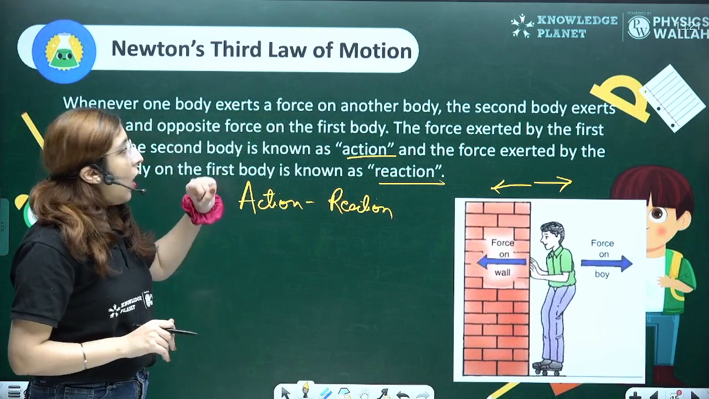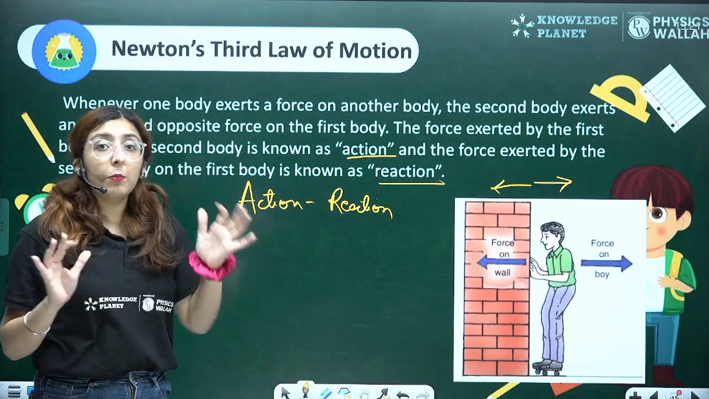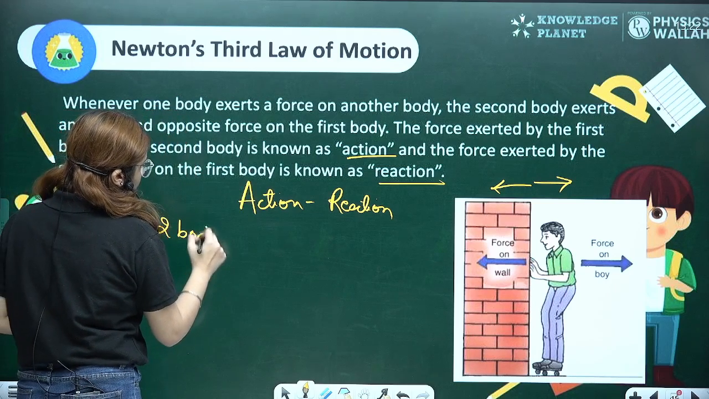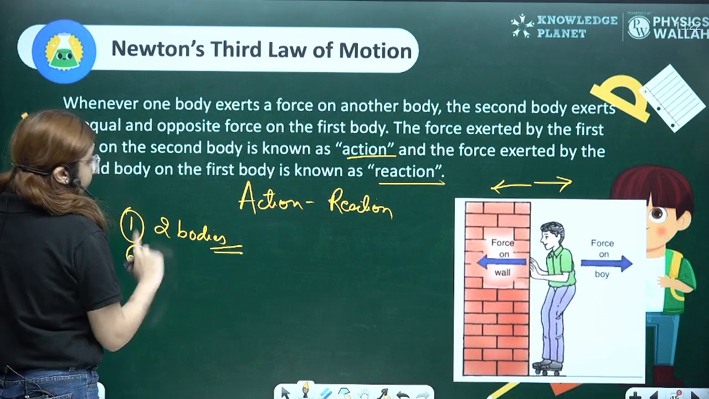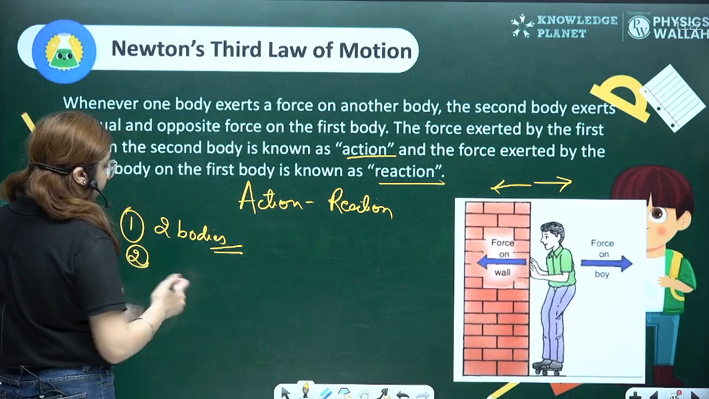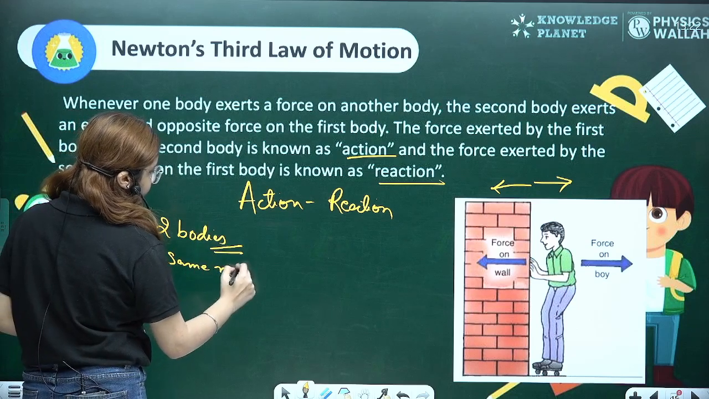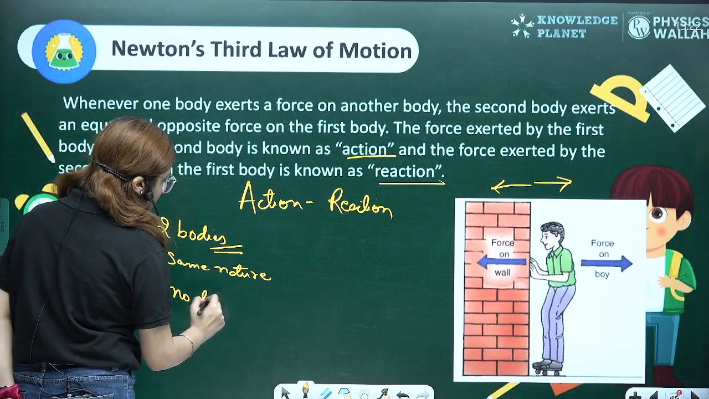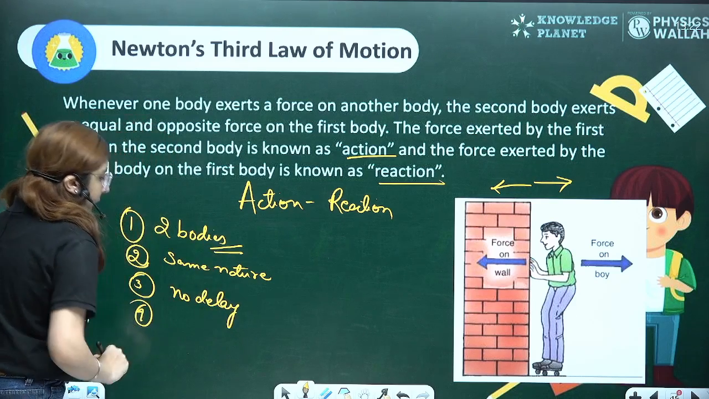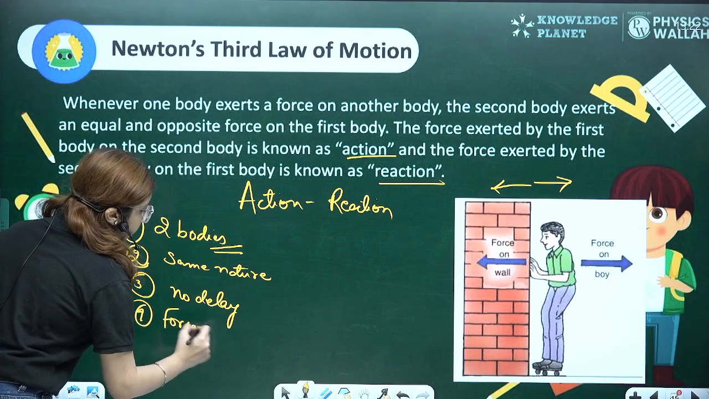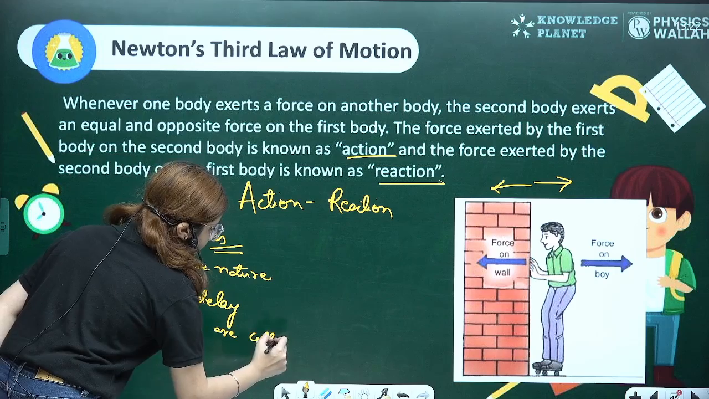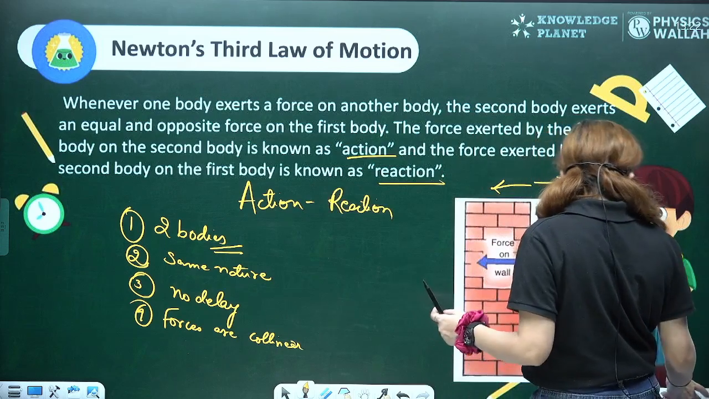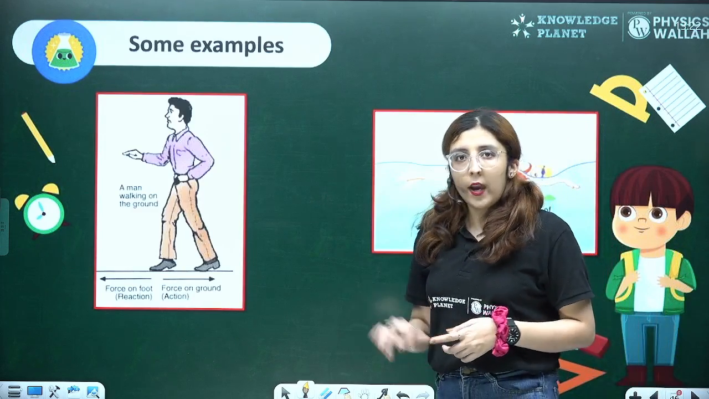Now, as we talk about action reaction, we need to be sure about a few things. First, there should be two bodies. Second, the forces should be of the same nature. Third, there is no delay. And the fourth, the forces are collinear. All these points we are going to understand, but before that, let us take up a few examples.